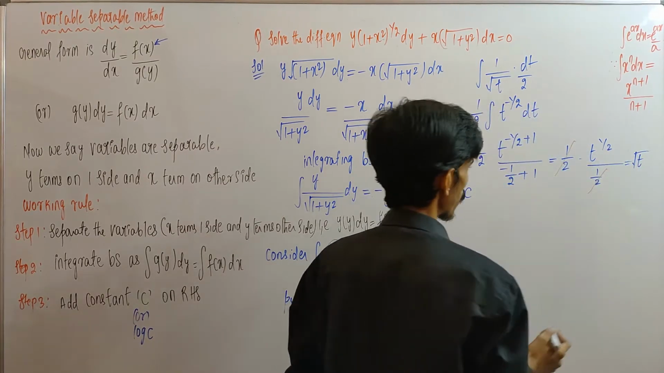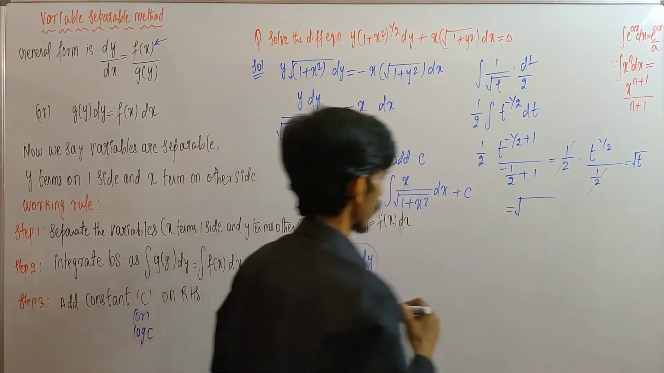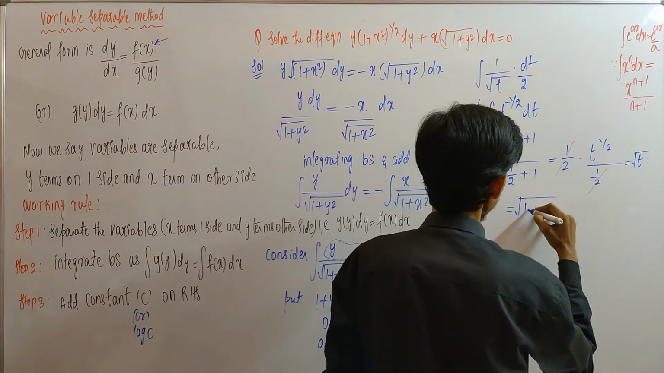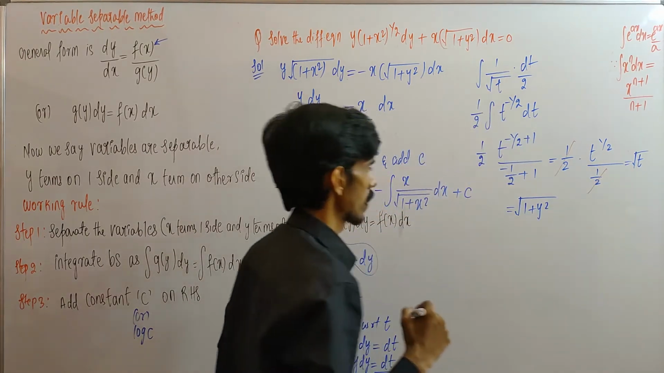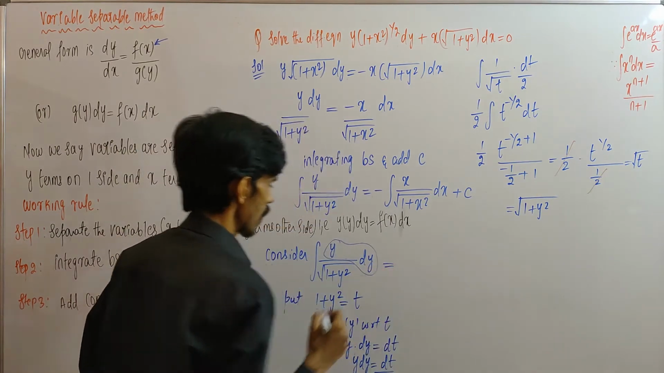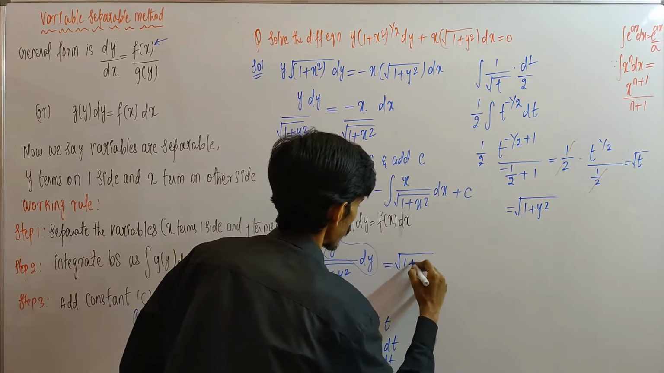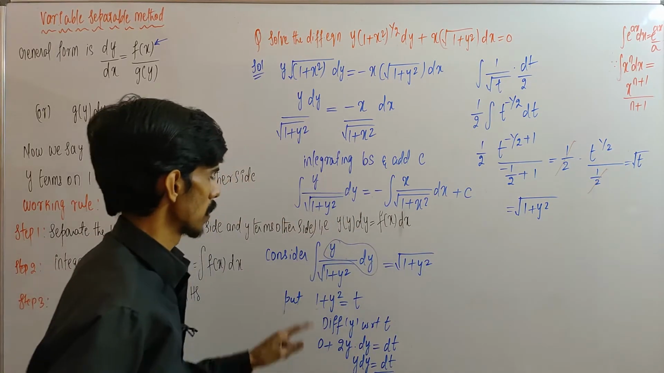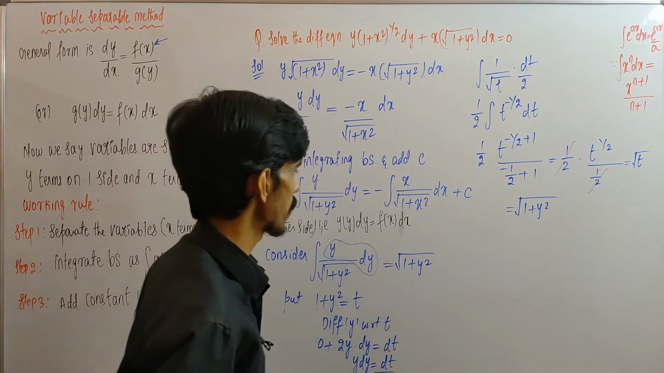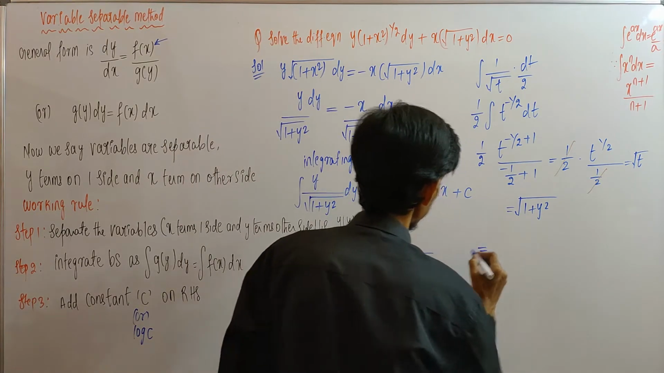T power of 1 by 2 is root t. So this value is equal to root t, where t is taken as 1 plus y square. So replacing t, the value of this integration is equal to under root 1 plus y square. So integration of this is equal to root over 1 plus y square. So substituting here in the equation, we'll get the solution.